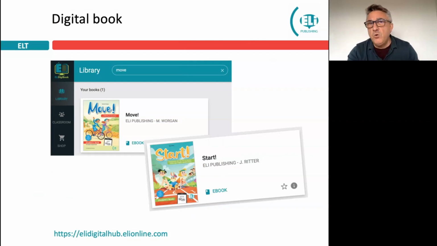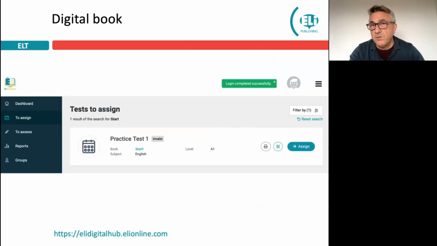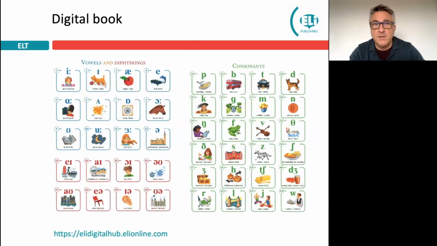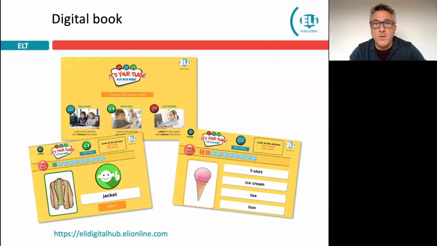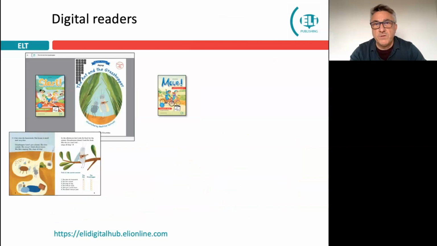A unique code is in the print version of every book, and this is activated at the website that you see down there, the LE Digital Hub. All 3 levels are available, and there's also different resources that you wouldn't normally see. You can assign a practice test. There are resources such as the phonemic chart, and there's also a game which you can go to called It's Your Turn, for reading, writing and listening to make it more interactive and to provide a gamification element. So a really useful resource that comes with the digital version.